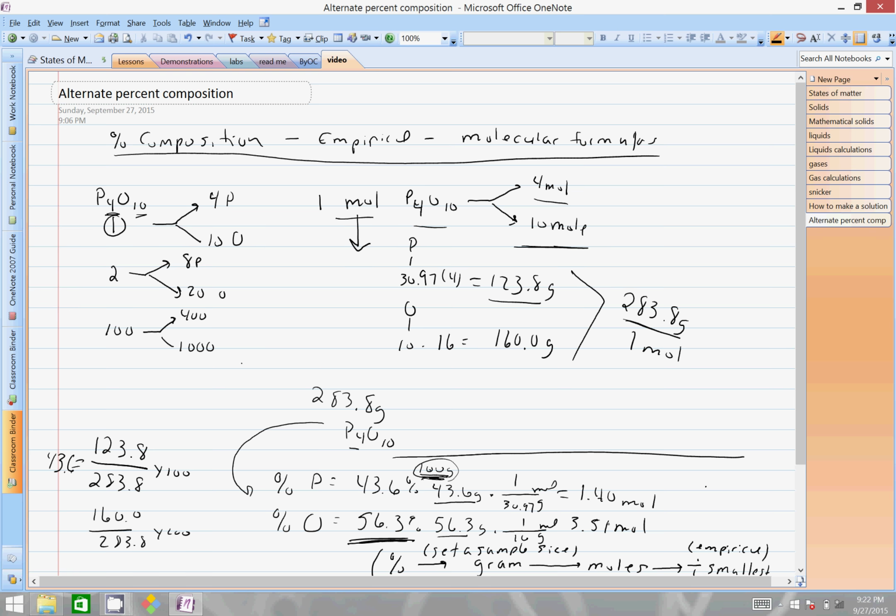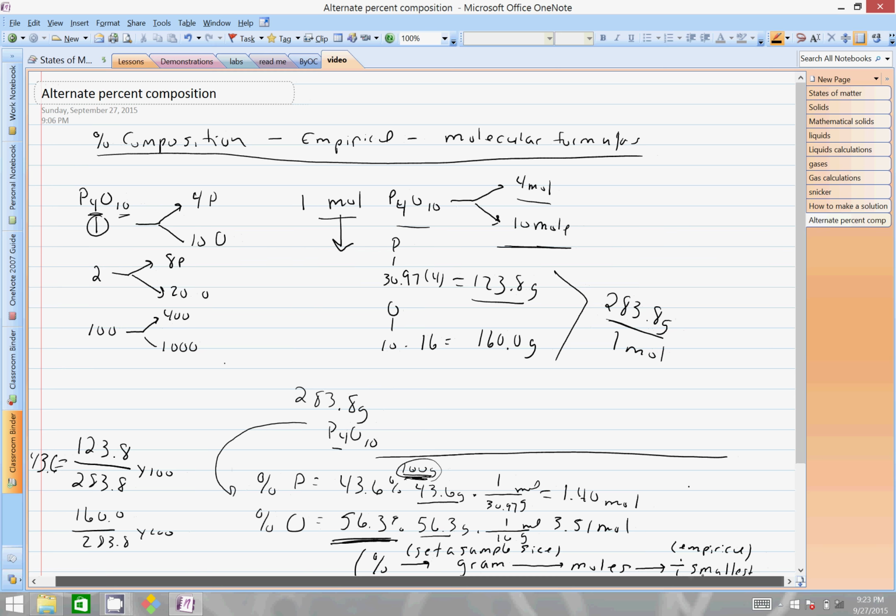Again, I would never expect that it would come out to be 2, 3, 4, 5, some nice whole number, because I just have some random sample size. Now, the next step would be to divide by the smallest number. So this sets my smallest one to 1, which is 1.40, and 1.40 gives me 1, and let's take 3.5 divided by 1.4, and it ends up being identically 2.5.